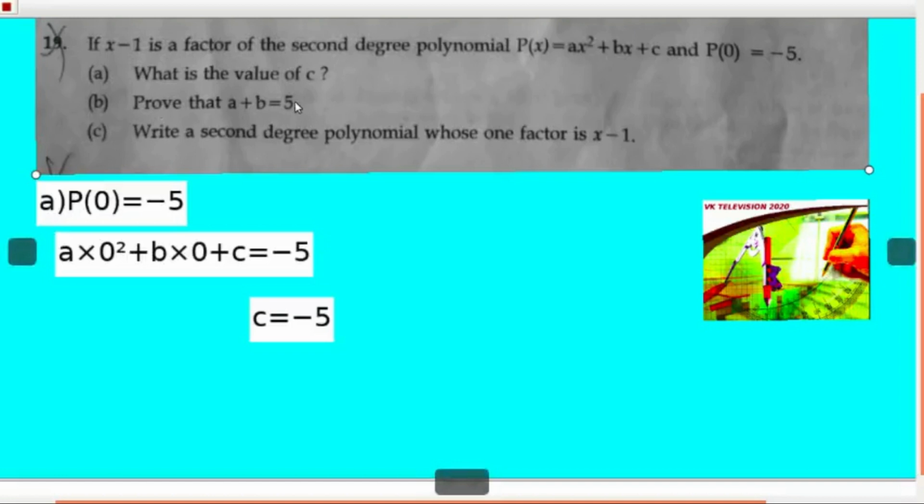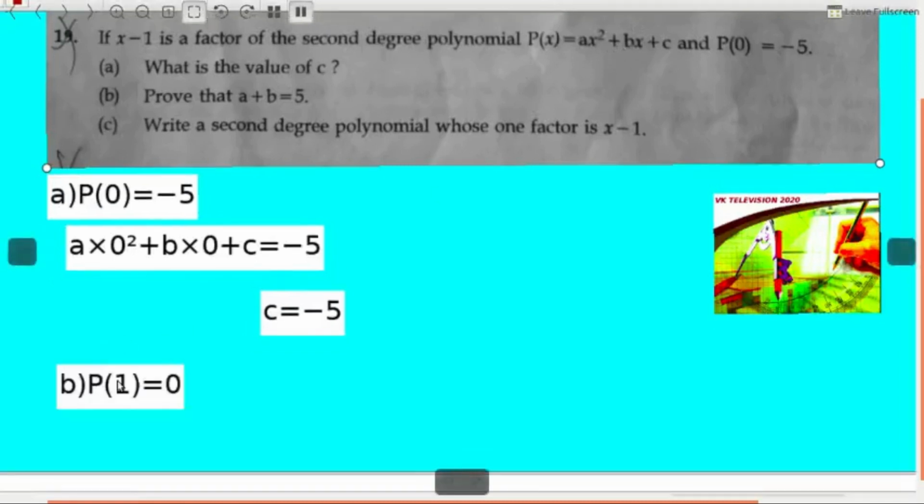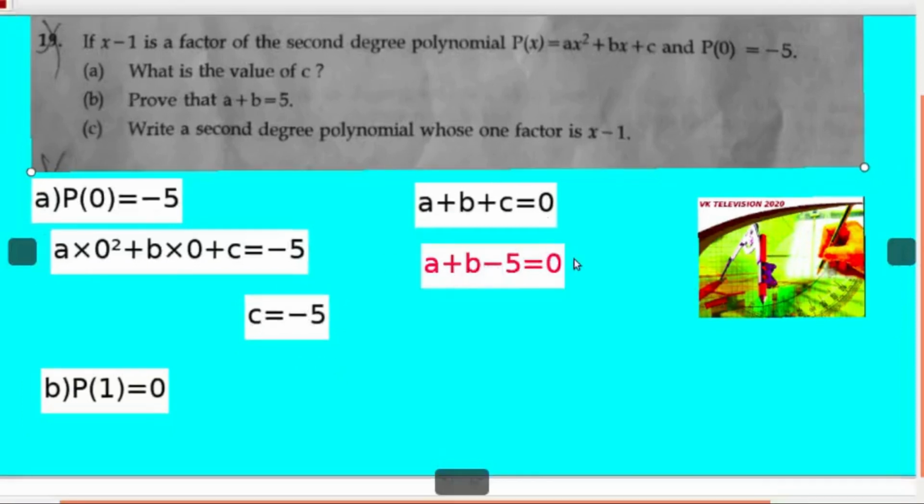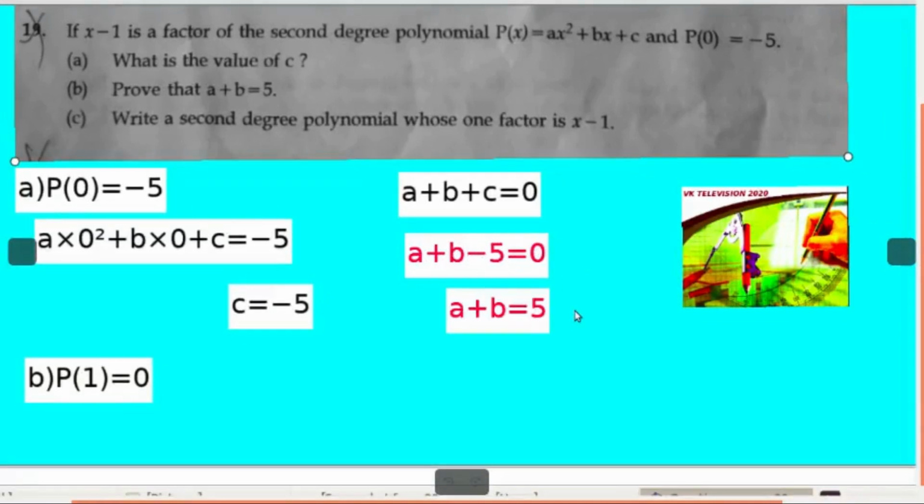Prove that a plus b is equal to 5. Now x minus 1 is a factor of the second degree polynomial, therefore p of 1 is equal to 0. That is a into 1 square, that is a, plus b into 1, plus c is equal to 0. We already obtained the value of c is equal to minus 5, so this can be written as a plus b minus 5 is equal to 0. A plus b is equal to 5. That is the answer of the second one.